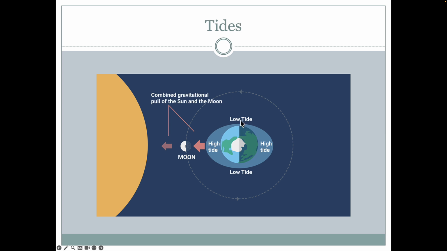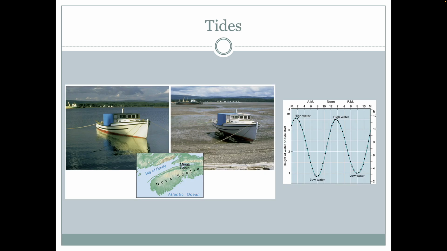And 90 degrees away from that, here and here, we would get low tides. So as the Earth rotates once per day, we would expect to get approximately 2 high tides and 2 low tides. And of course, the shape of the basin can have a lot to do with how much the tide is actually changing in a place.